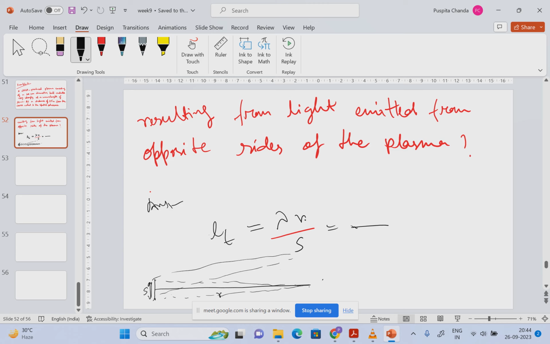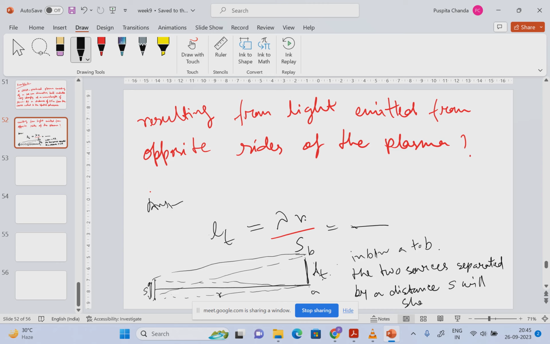So there will be another thing, LT. If the two sources exhibit interference effects at point A, then the transverse coherence is the transverse distance from point A to B, where the two sources cease to show interference. So two sources separated by this distance will show an interference pattern.